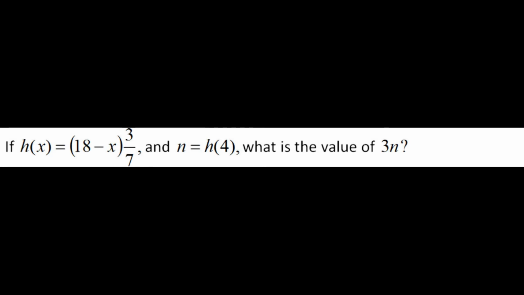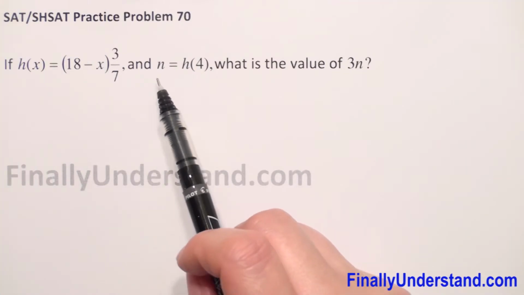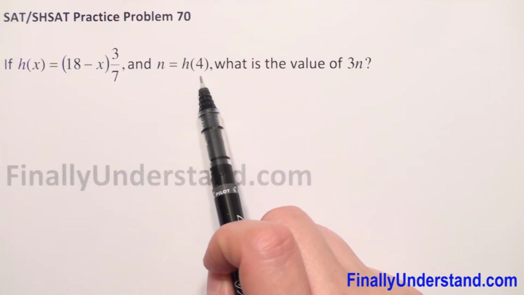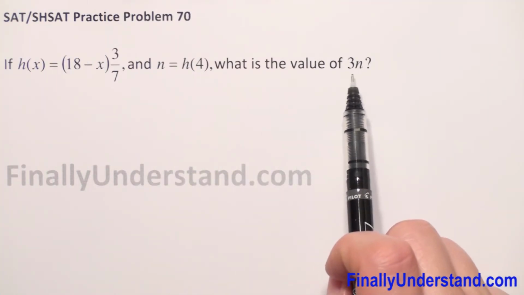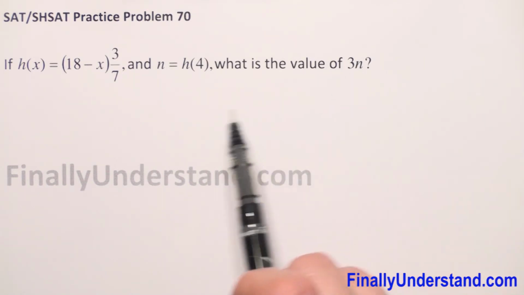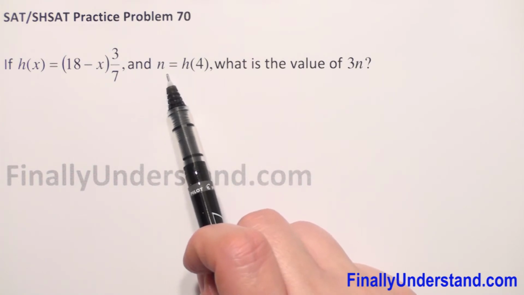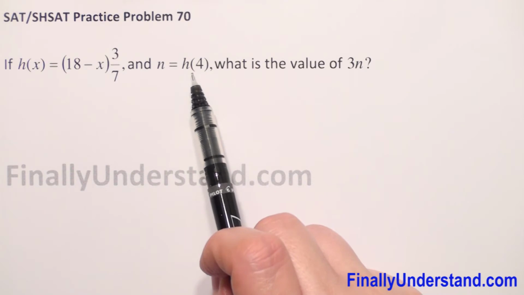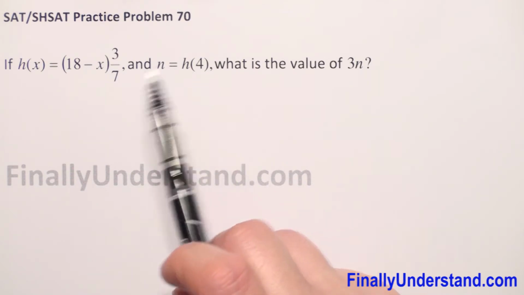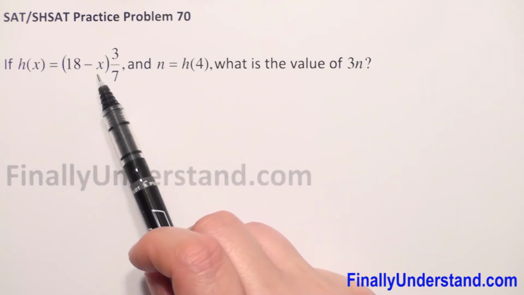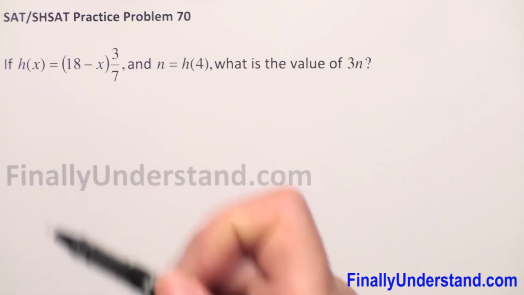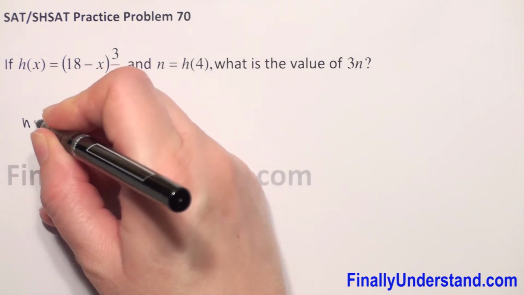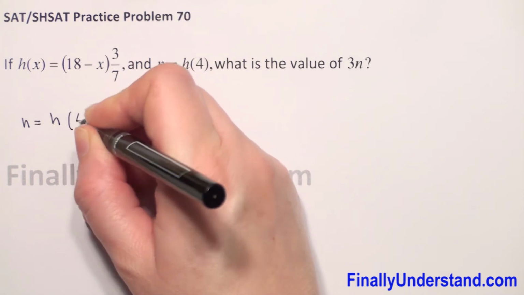If h of x is equal to (18 minus x) times 3 over 7, and n is equal to h of 4, what is the value of 3n? So we need to find the value of 3n, and n is given here. n is equal to h of 4. So we have to find the value of our function for x equals 4. Let me write this. n is equal to h of 4.